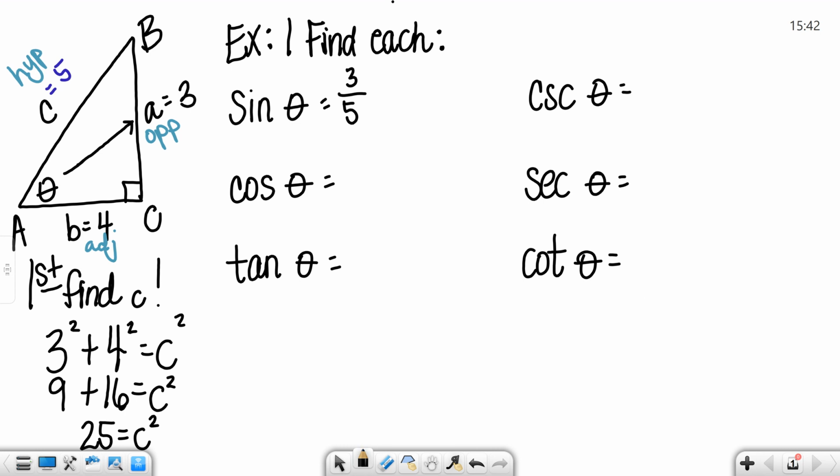All right, the cosine is adjacent over the hypotenuse. And then our tangent is opposite over adjacent. Boom. Now for cosecant, secant, and cotangent, now since I have them lined up with their reciprocals, I just flip it over. So cosecant of theta is 5/3 because it is the reciprocal of sine. Secant is 5/4 because it is the reciprocal of cosine. And cotangent is 4/3 because it is the reciprocal of tangent. And we are done with that problem.